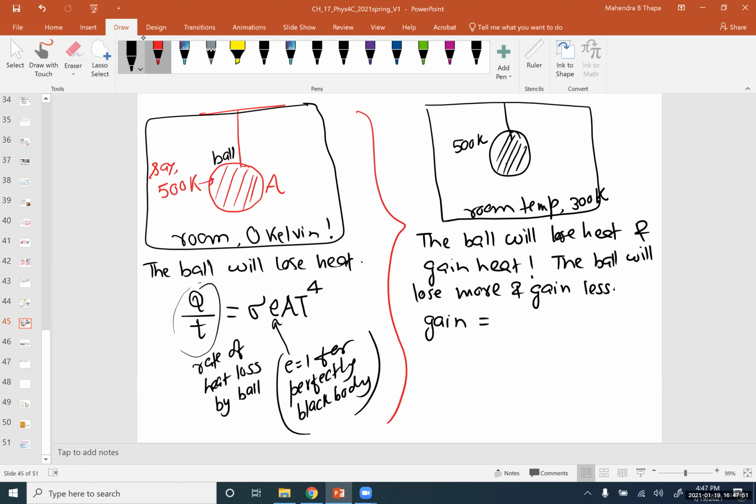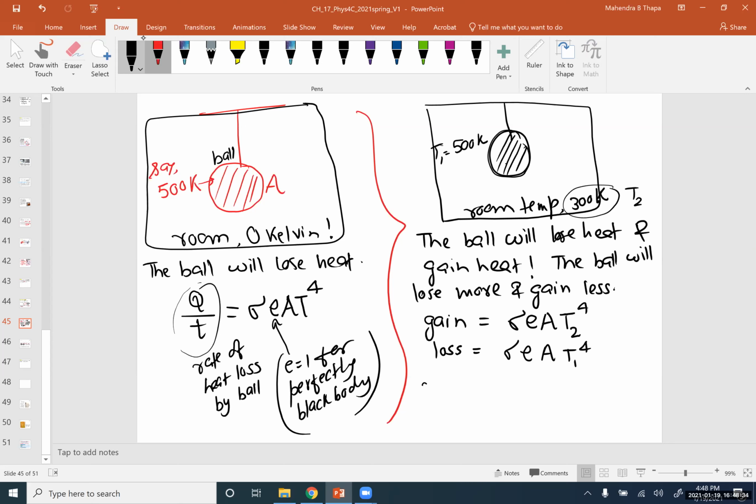According to Stefan-Boltzmann, the gain will be sigma E A, and since it is gaining heat from the room, we put the room temperature, which I will call T2, so T2 power 4. How much is it losing? It loses from the sphere, which has the higher temperature of 500. Sigma, E and area will not change. Now it has temperature T1 equal to 500, so it will have T1 power 4.